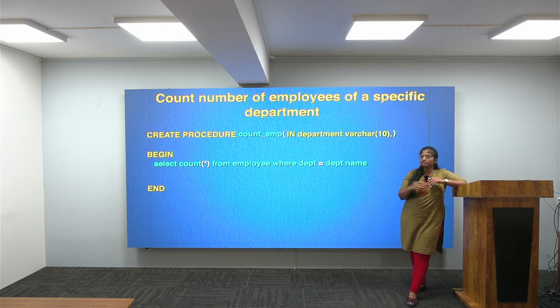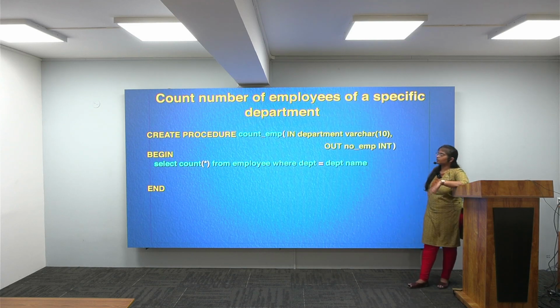What is the data type of this output? Integer. So how exactly do I need to specify it? The out keyword, the variable name, as well as the data type. Same thing I am specifying over here. I hope things are clear for everybody.